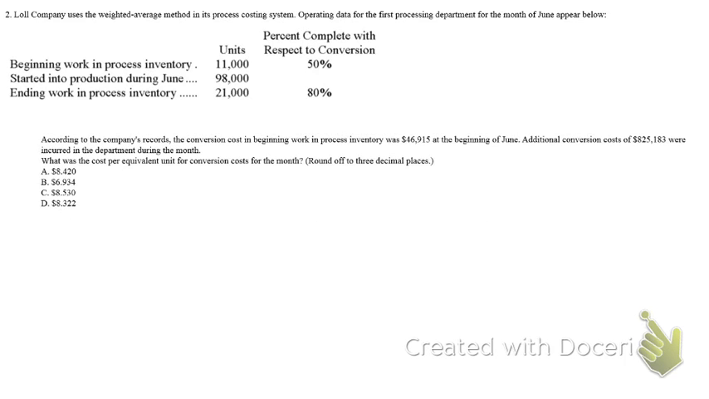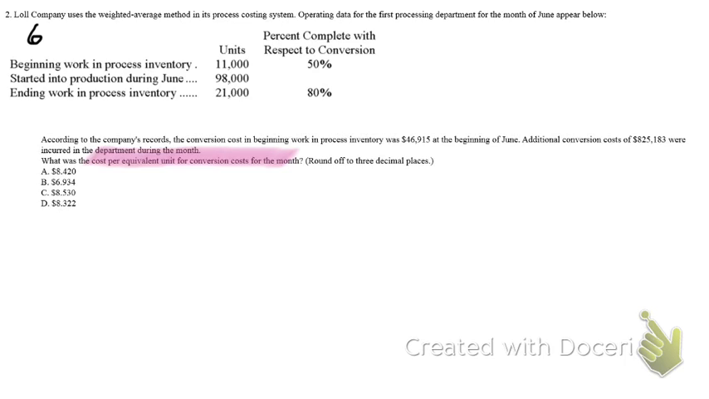This is question number 6. This is the Lowell Company. And once again, I'm going to go to the end and find out what I'm looking for. I'm looking for cost per equivalent unit for conversion. Once again, they weren't very nice, and they didn't tell me how much were transferred out, but that's okay, because I can surely figure it out.